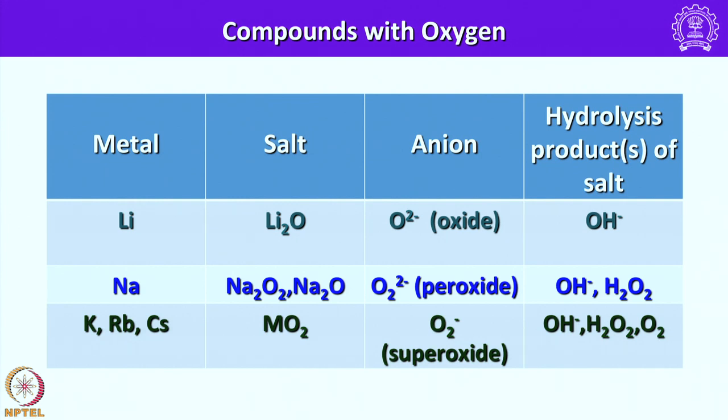For example, lithium forms lithium oxide, the anion is O2 minus, and the hydrolysis product is OH minus. That means lithium oxide, when reacted with water, gives lithium hydroxide. Similarly, sodium can form both sodium oxide and sodium peroxide, where the anion is peroxide, and the hydrolysis product can be hydroxide or H2O2. Potassium, rubidium and cesium all form superoxides, where the anion is O2 minus, and on hydrolysis they can give OH minus, H2O2 or O2.